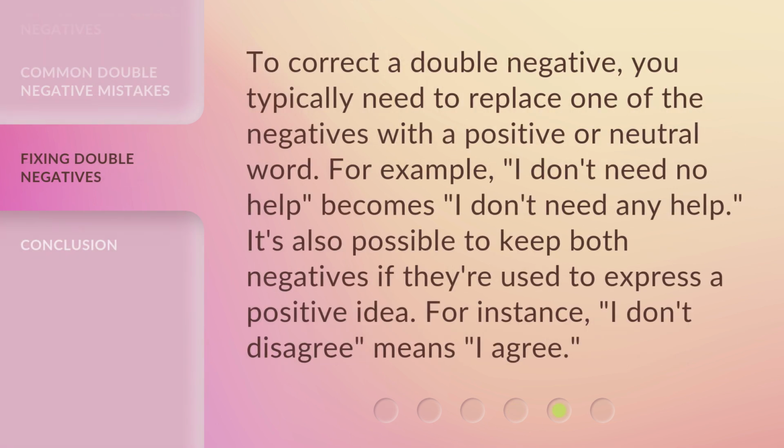To correct a double negative, you typically need to replace one of the negatives with a positive or neutral word. For example, I don't need no help becomes, I don't need any help. It's also possible to keep both negatives if they're used to express a positive idea. For instance, I don't disagree means, I agree.